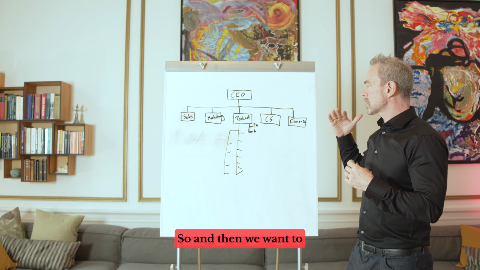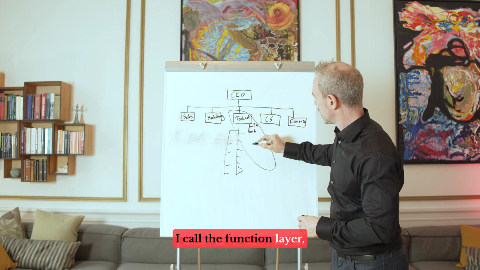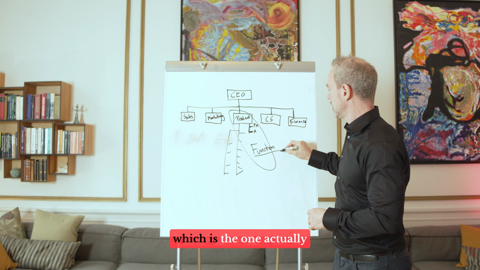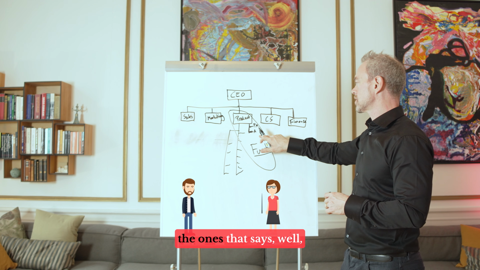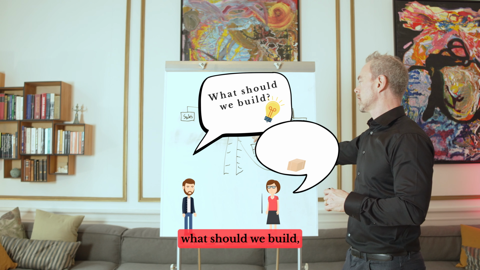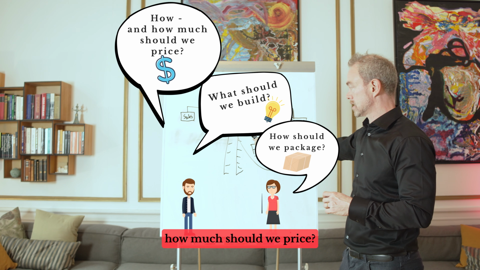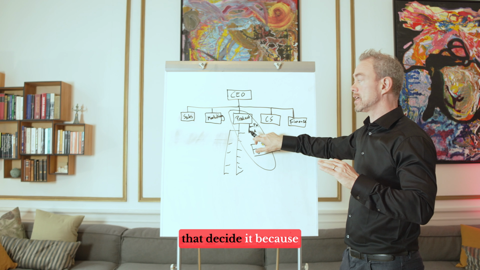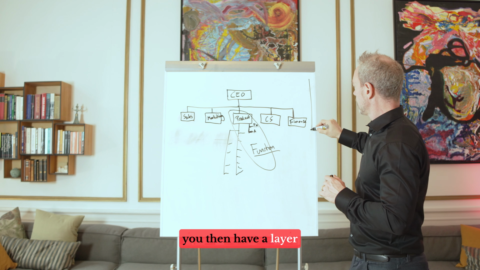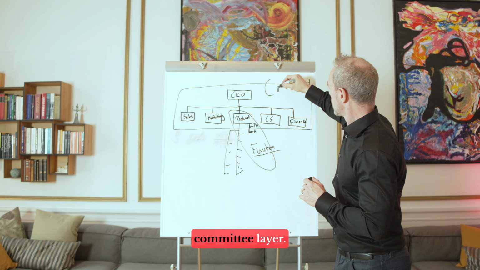So, and then we want to separate 2 things. We want to separate what I call the function layer, which is the ones actually doing the work, which means that these are the ones that say, well, what should we build? How should we package? How should we price and how much should we price? They answer these questions, but they're not the ones that decide it, because you then have a layer up here, which is the committee layer.